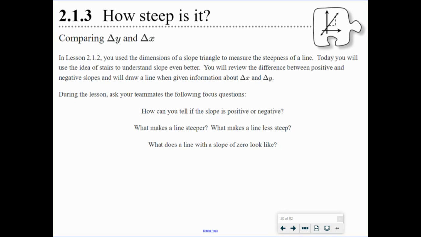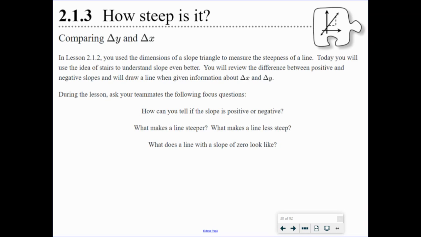In lesson 212, you used the dimensions of a slope triangle to measure the steepness of a line. Today you will use the idea of stairs to understand slope even better. You will review the difference between positive and negative slopes and will draw a line when given the information about the change in x and the change in y.